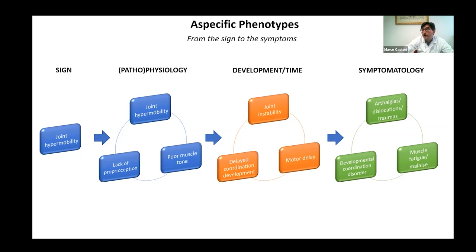Currently, joint hypermobility often couples with lack of proprioception and reduced muscle tone in people seeking medical attention due to manifestations related to joint hypermobility. Such a coexistence and mutual amplification facilitate the occurrence of some variations from the norm, comprising joint instability and a delay in motor and coordination development. In some individuals, the degree of such a variation from the norm overcomes normality and becomes clinically relevant.